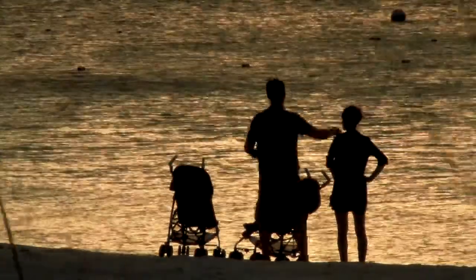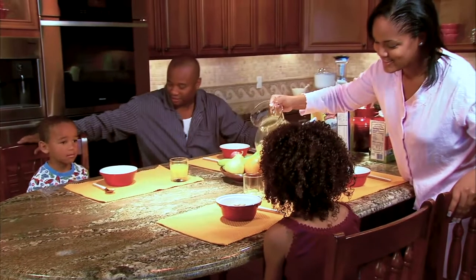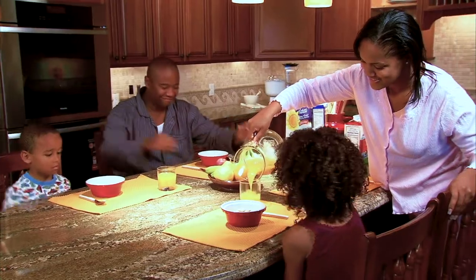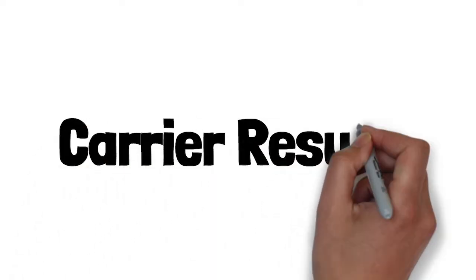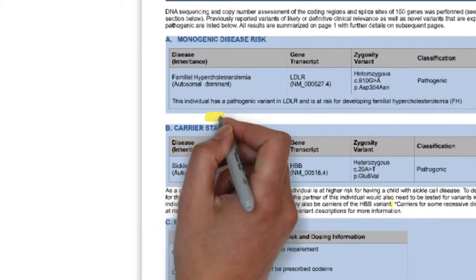Some genetic results may not be called positive or negative. This is because some gene variations may not impact your health, but could impact the health of your children. When a result shows you have a gene variation that could impact the health of your future children, the result is called a carrier result.